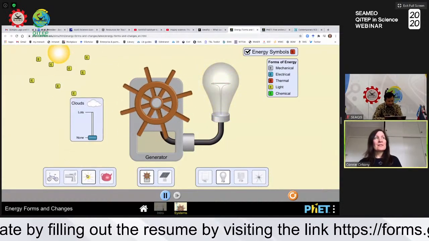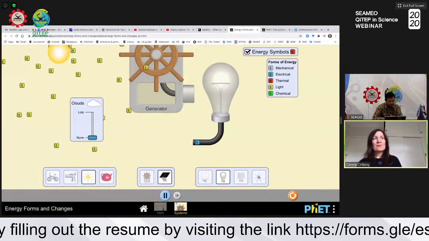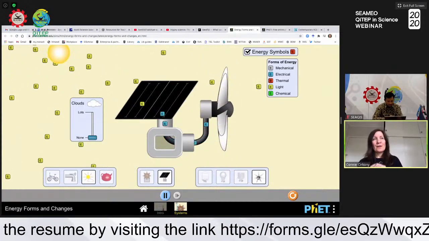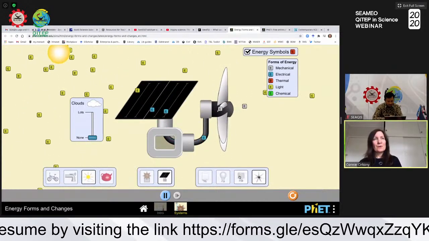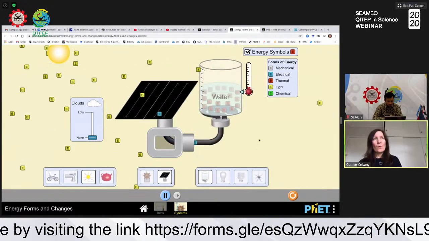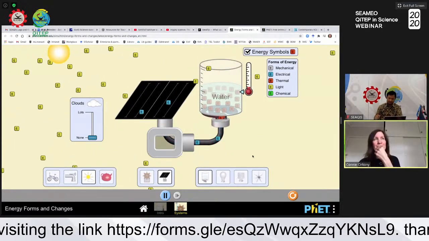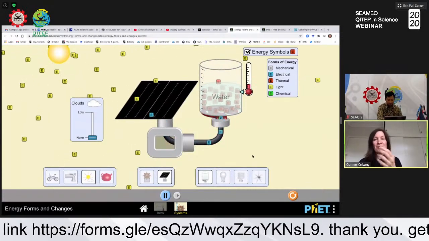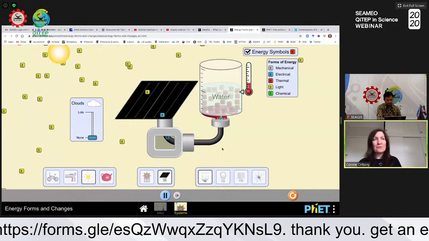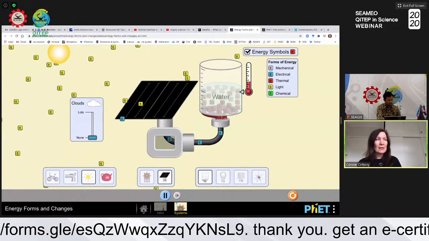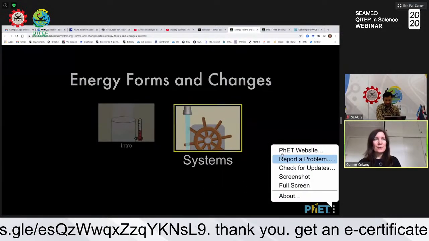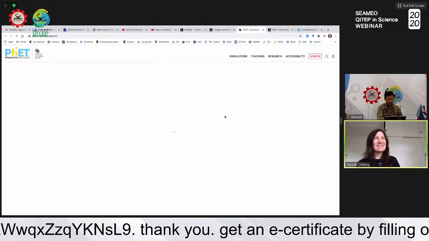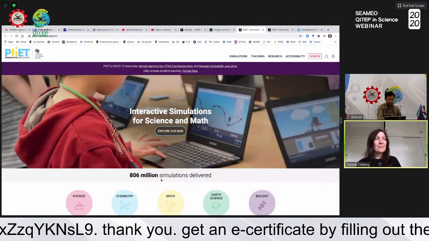Or what if we convert this to sunlight and we have a solar panel, and we're trying to operate another kind. Actually, we'll boil some water. So these animations are interesting ways for students to explore different concepts. And I'm going to take you back to the actual website. So you can see there are many different kinds of simulations to do, and this is free, it's online.